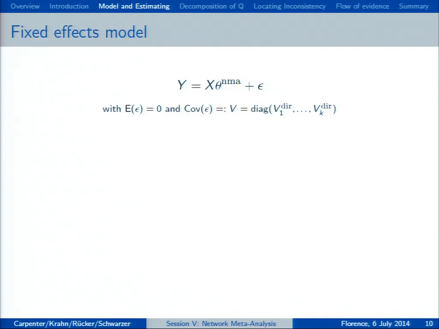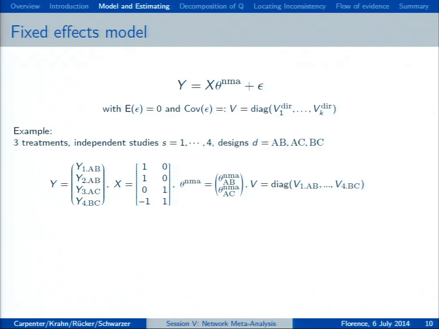X is the design matrix that contains the structure of this network. And theta NMA is the vector of parameters we want to estimate in this analysis. So for network meta-analysis, we choose one of these treatments as a reference treatment and estimate by this model all treatment comparisons to this reference treatment. And all other network estimates can then be calculated by linear combinations of these basic contrasts.